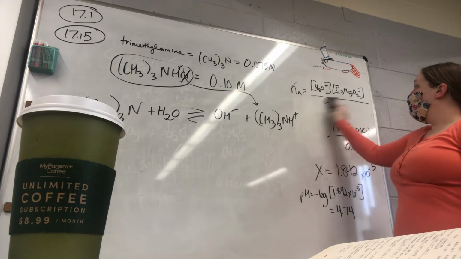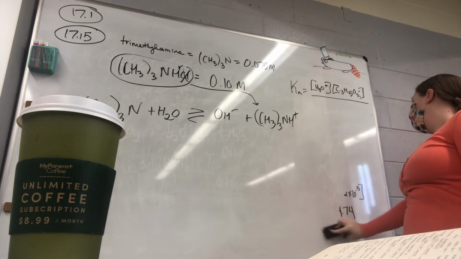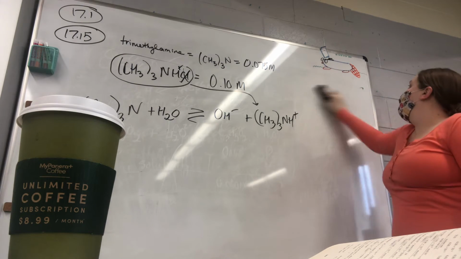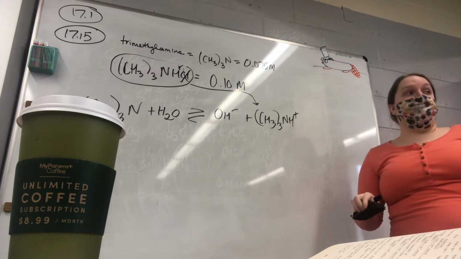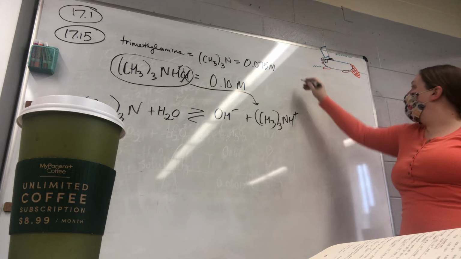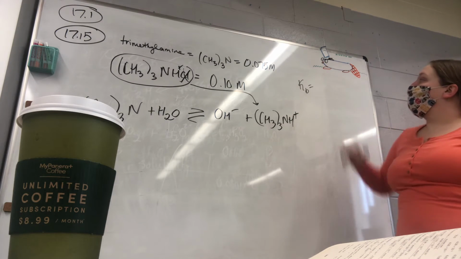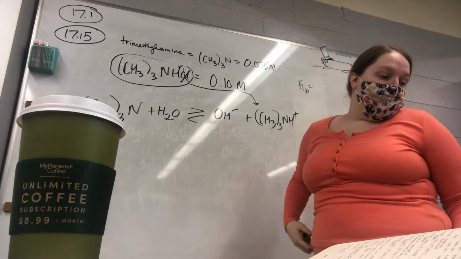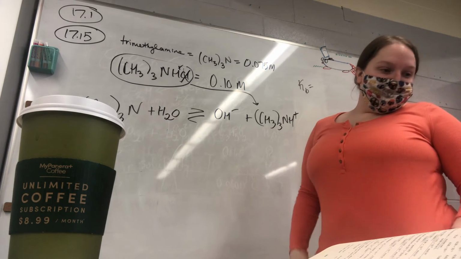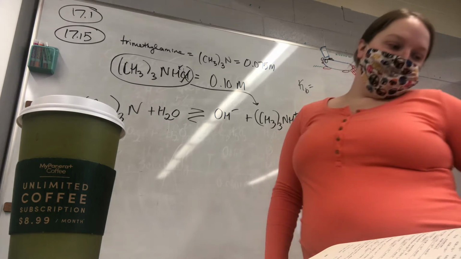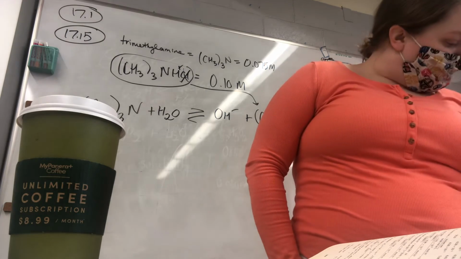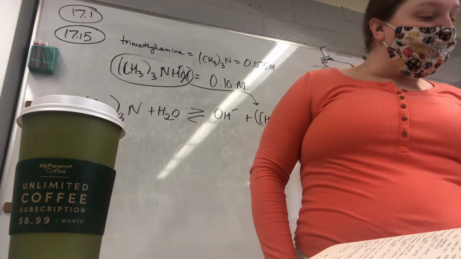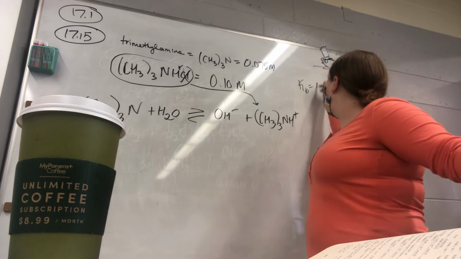How about this? It did say use the appendix. What do I need the appendix for? Ka? Kb. You joke, but that's a thing. All right. Kb. What's it for? I'll tell you when you're older. All right, the Kb for this is 6.4 times 10 to the -5th.